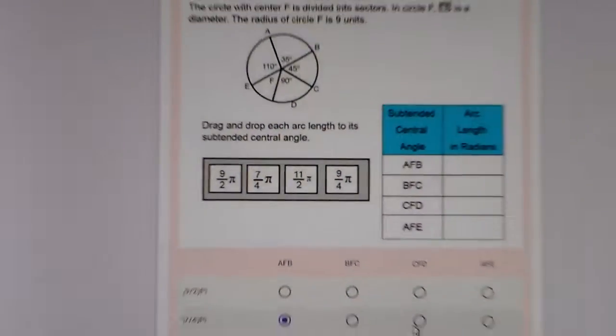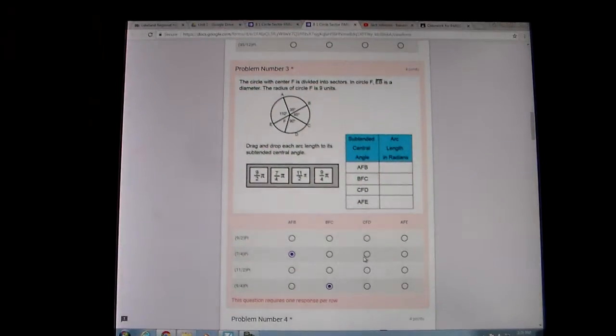Let me bubble it in. Oops, sorry, I meant to zoom out. So BFC is this column. 9/4 is down here on the bottom. So BFC is 9/4, and you click that. And you continue along with the process.